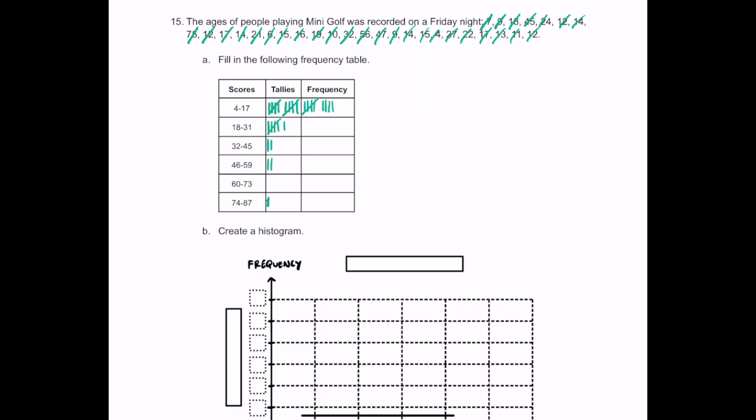Okay, let's see, there are 19 people here, 6 people, 2 people, 2 people, 0, and 1. Hopefully this makes sense.